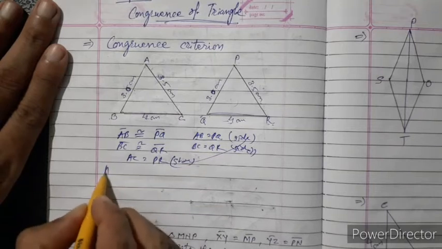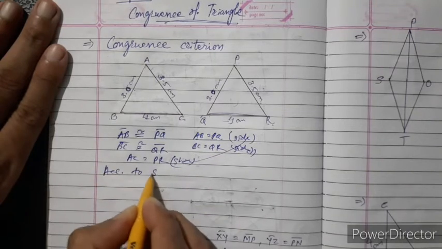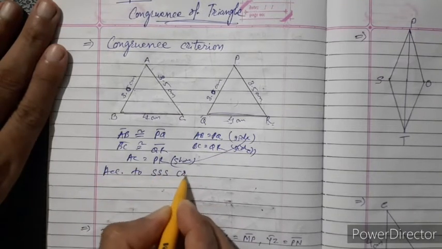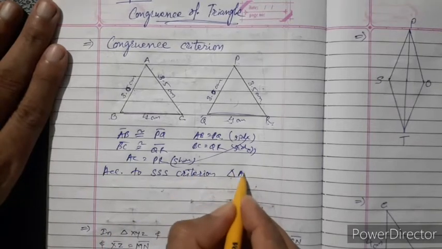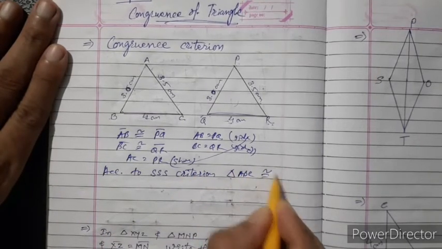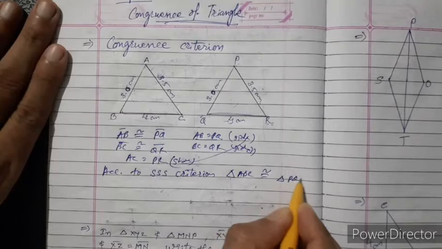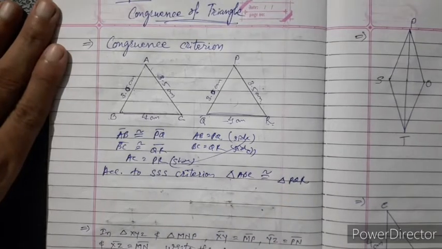That means according to SSS criterion, triangle ABC is congruent to triangle PQR. You just write down that one.